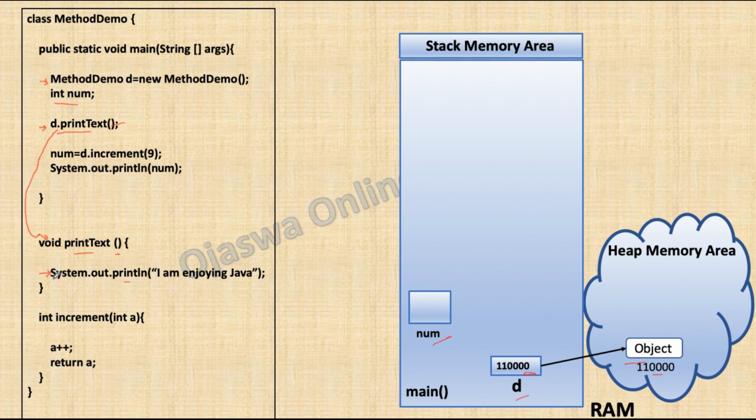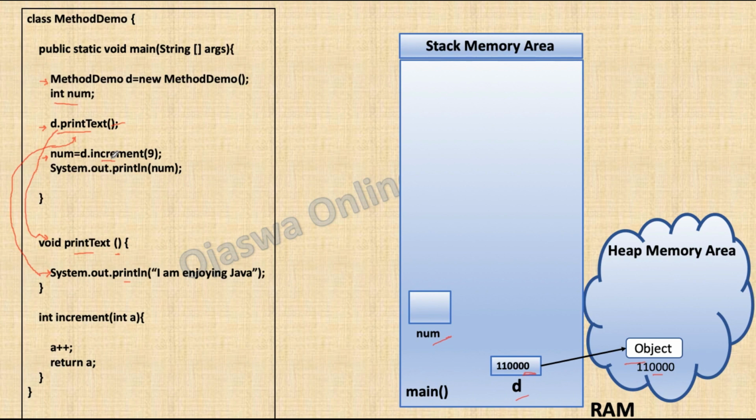When all the code inside the method is executed, the control of the program will return back to the point from where the method is called. So from here, the control of the program will go back to the method call and the next statement will execute. Here we have written variable num equal to d.increment. This is again a method call. We are calling the increment method.